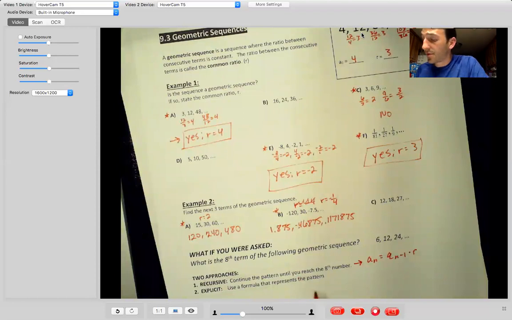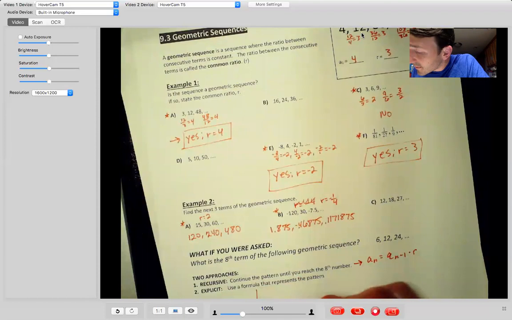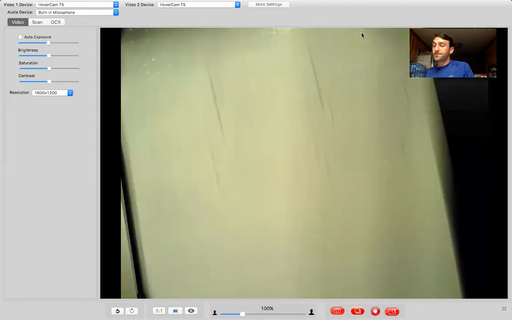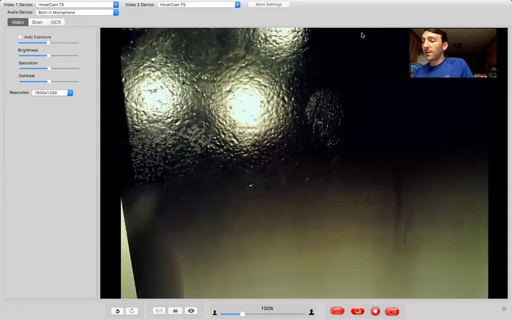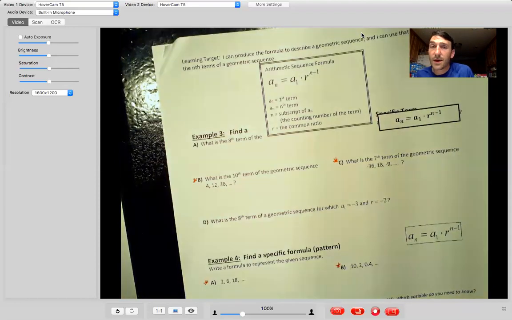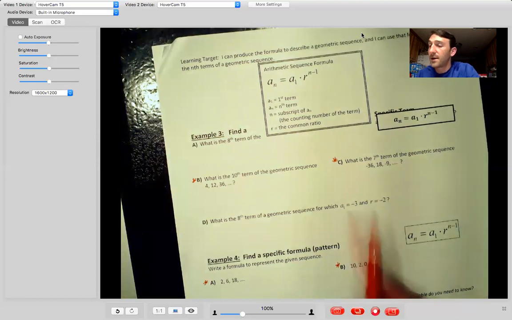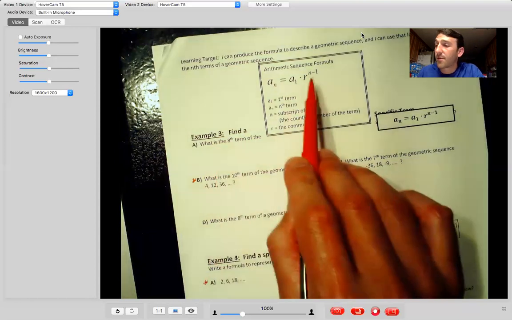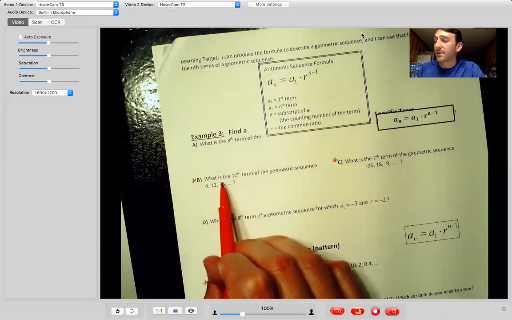So on the next page, we'll see this formula that a sub n is equal to a sub 1 times r to the n minus 1. So that's the formula right there that will find you any term, such as the eighth term. So we're going to be using that a lot on this page. So getting into example 3, I'm going to skip A because obviously I've made a formatting error here, but you can see that formula. So anyways, we'll use it on B and C.